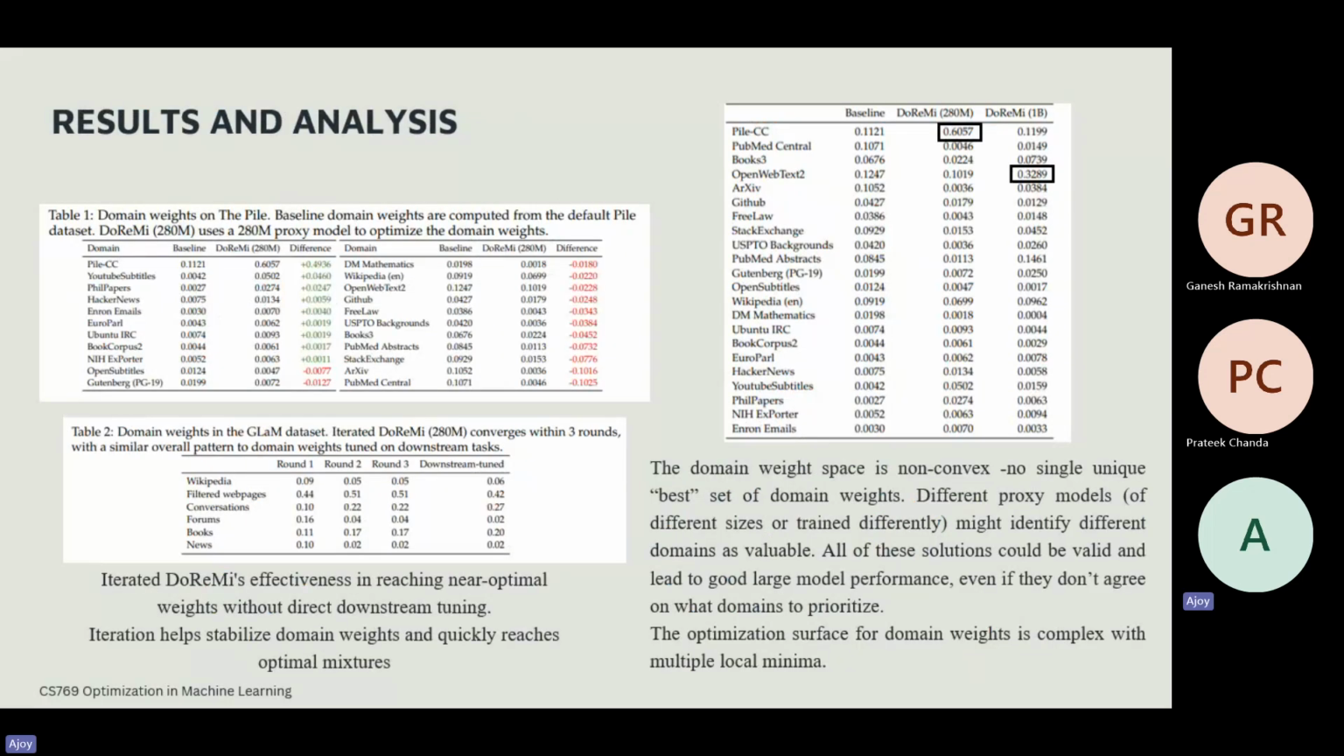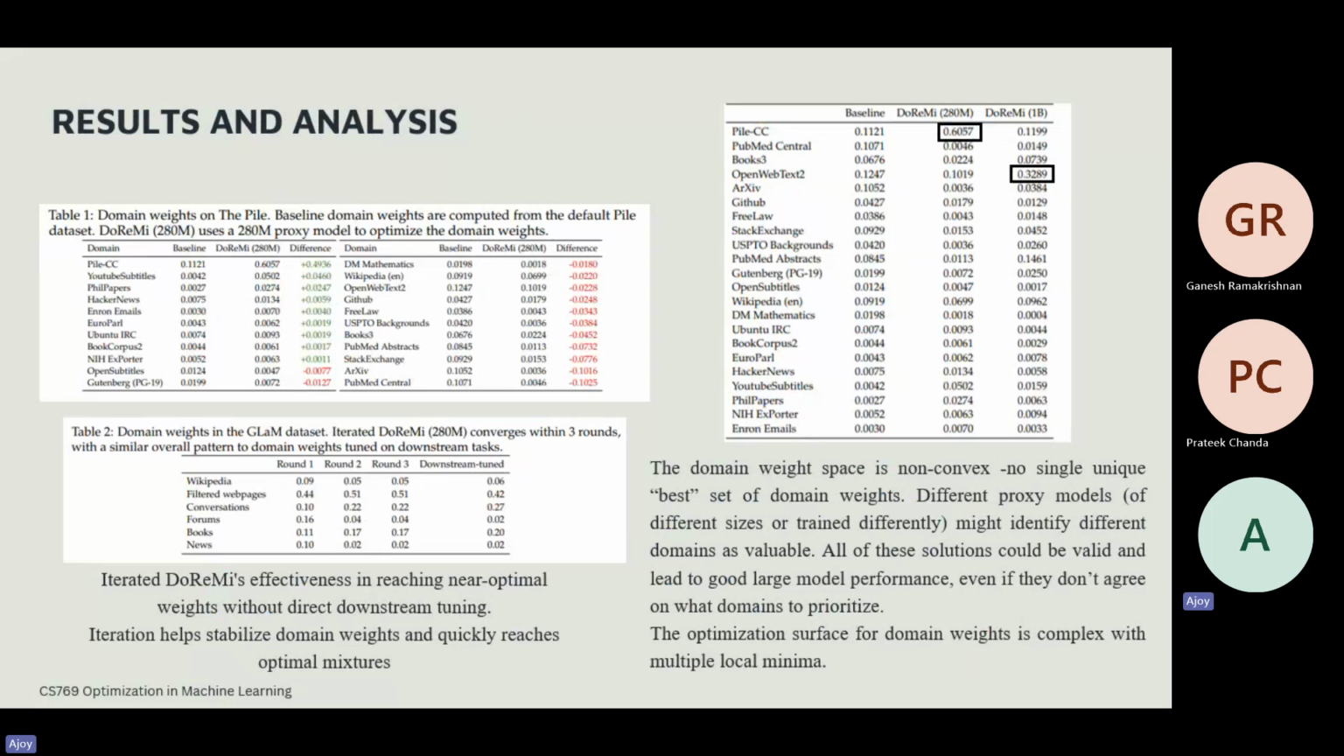Now, there are a few issues that were seen. One was that when they moved from a 280 million proxy model to 1 billion, the weights that were assigned were different in the end. In the 280 million one, Pile-CC got the highest weight, while when they started with the 1 billion proxy, they saw that OpenWebText2 got the highest one.